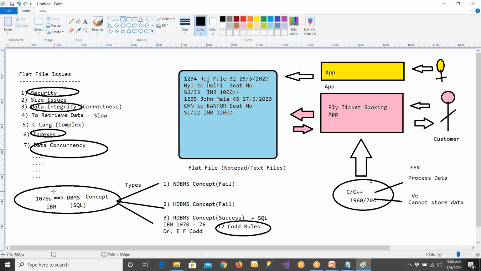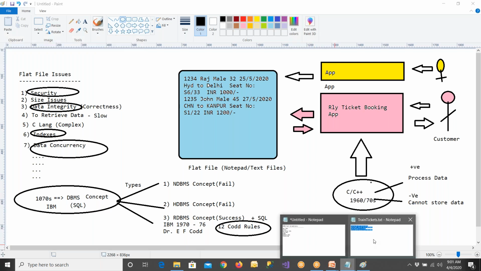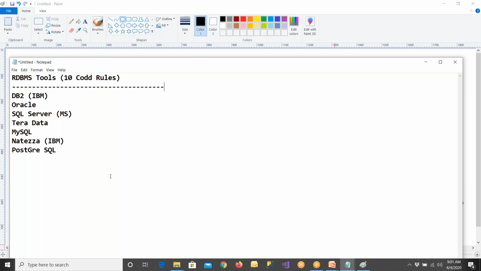One rule says you should maintain data concurrency. That means if more than one person is trying to access your data, you should be able to allow them, and you should have some kind of technology to take care of that. You have to have indexes as part of your software so that data retrieval is faster. You should not use the C language, which is very complex. You must use another language called SQL. So these are the things being implemented.